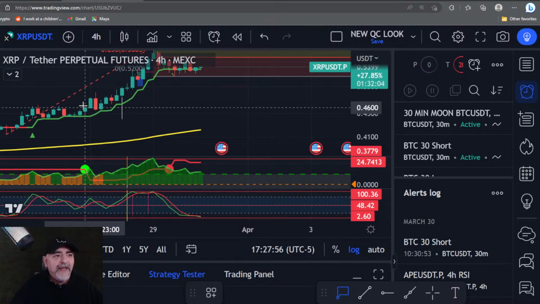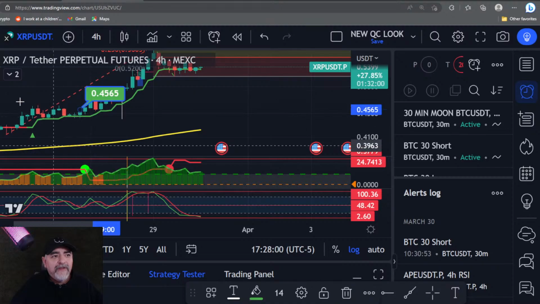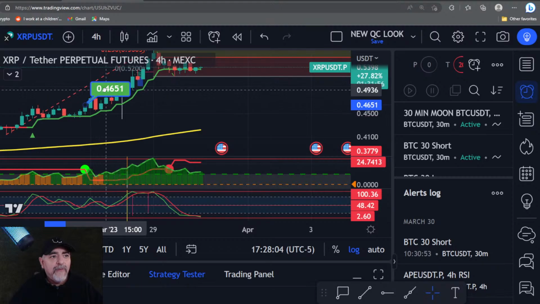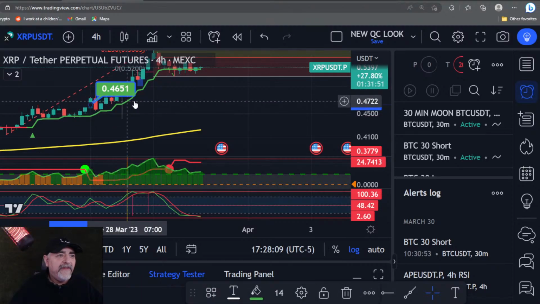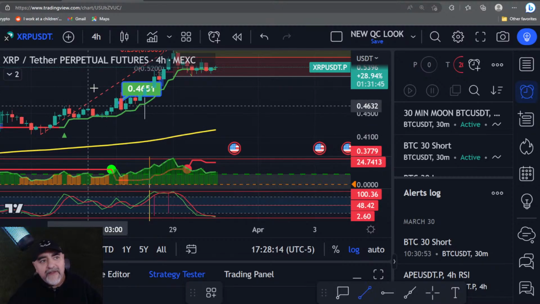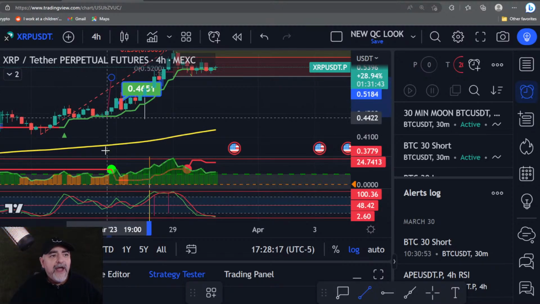Which means you would have got in somewhere in this candle here, somewhere in this middle candle. So we're going to say that you would have got in somewhere around this price here, 46.51, okay? Now, where do we sell at that point? So let's go ahead and mark this as an entry. Now, how do you enter this trade?